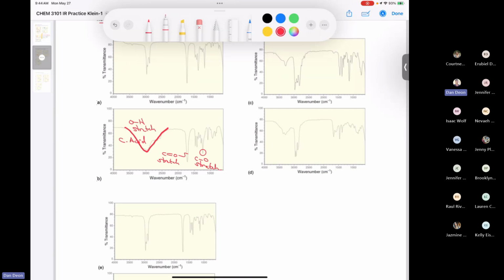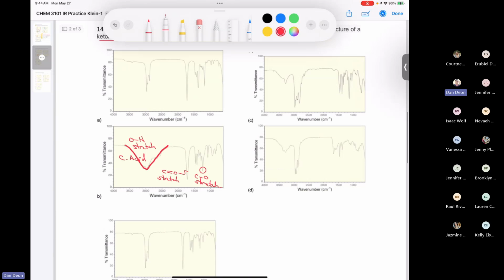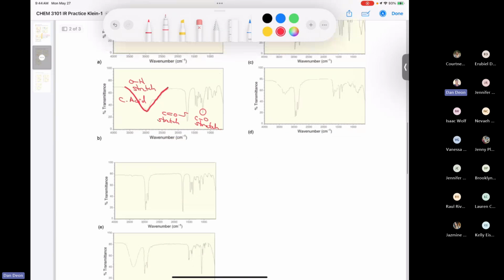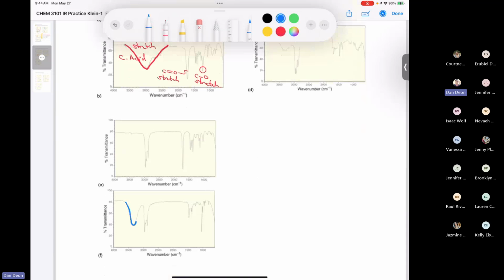The alcohol is probably the second most abundantly clear. The alcohol is this one here, which has broad stretching along here. So this would be your OH stretch. We'll put here alcohol. And then your carbon oxygen stretch would be this one here. So this would be your CO stretch from your alcohol.